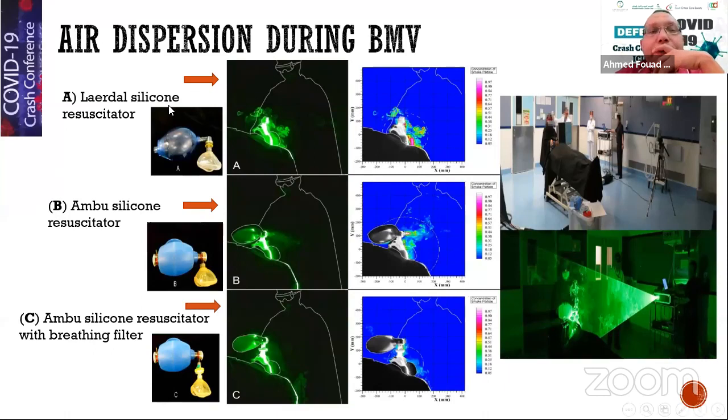They tried two types of bag mask ventilation. One of them, as you know, is from the company Laerdal. The other one is Ambu bagging, Ambu and Laerdal. But the third one, they tried Ambu bagging with a breathing filter, as you can see in C. So the first one, bag valve mask from a specific company. Second one, another company. The third one, they tried to put a filter here. You can see the green light here.